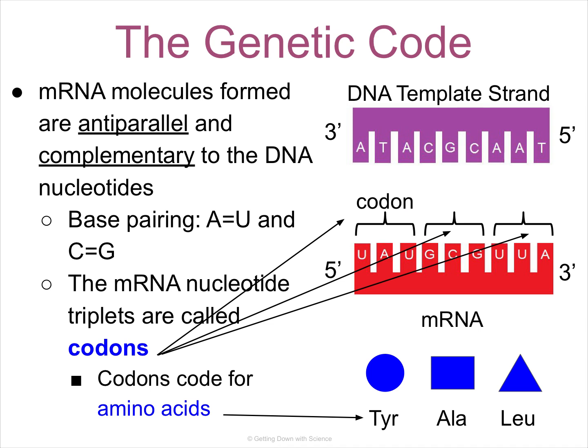So this right here, that's one codon. This is also a codon. This is also a codon. So these are the sets of 3. These codons are kind of what determines which protein gets built, or which amino acid gets built. So the codons code for amino acids. This is this part right here.